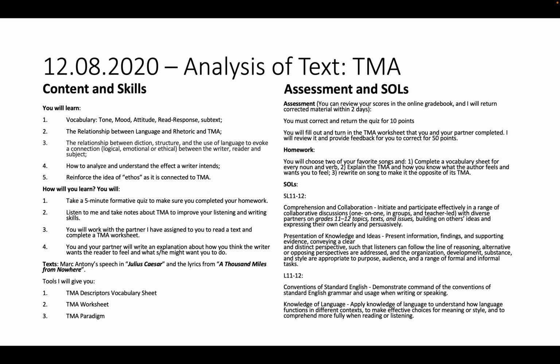This is another one. An analysis of text, tone, mood, and attitude, TMA. Content and skills. Students, you will learn these 5 things today. How will you learn? You tell them how they're going to learn, these 4 ways. These are the texts that we're going to go over, Mark Antony's speech in Julius Caesar and lyrics from the song 1,000 Miles from Nowhere. The tools I'm going to give you: a TMA descriptors vocabulary sheet, a worksheet, and a TMA paradigm. How am I going to assess you, and what are the standards of learning, the SOLs?